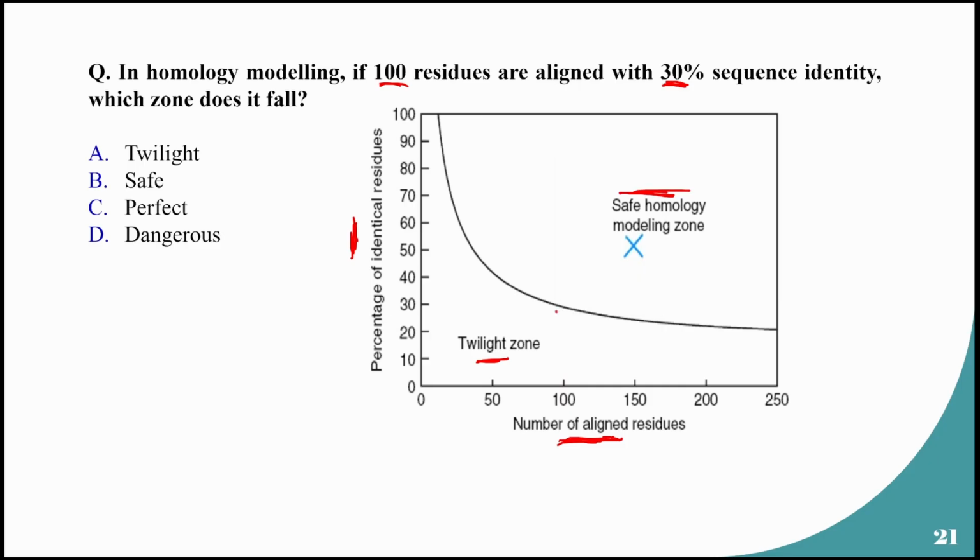Okay. So not quite in the safe zone. It should be somewhere in the twilight zone. That means that you cannot proceed with the homology modeling in this case. Okay. So the safe homology modeling zone, you will be provided this kind of graph if such questions are coming. But just remember the shape of the curve. Okay. That's one thing.